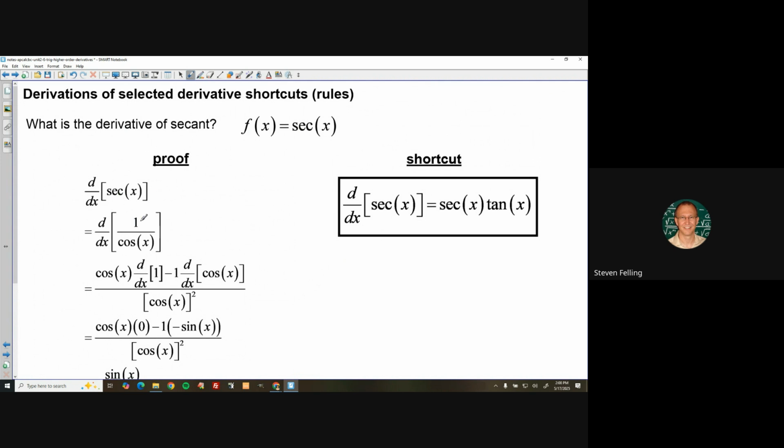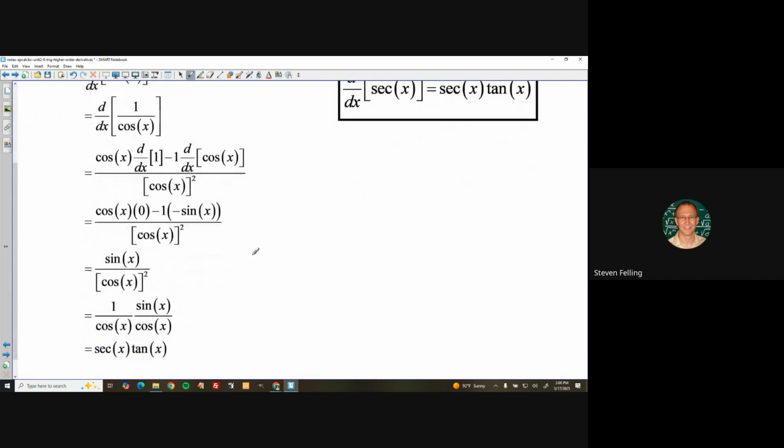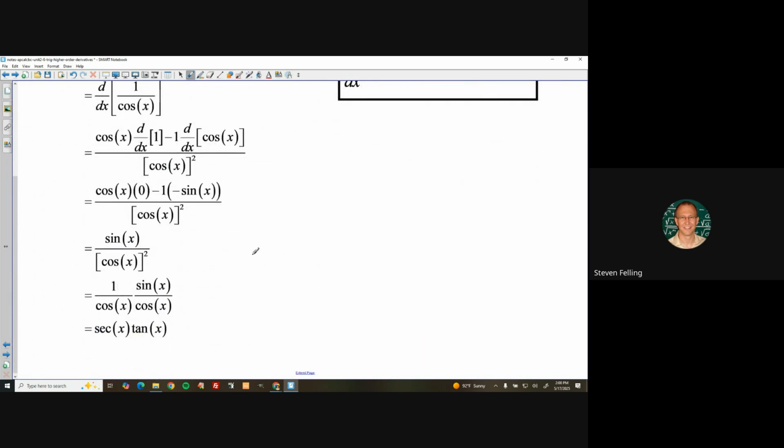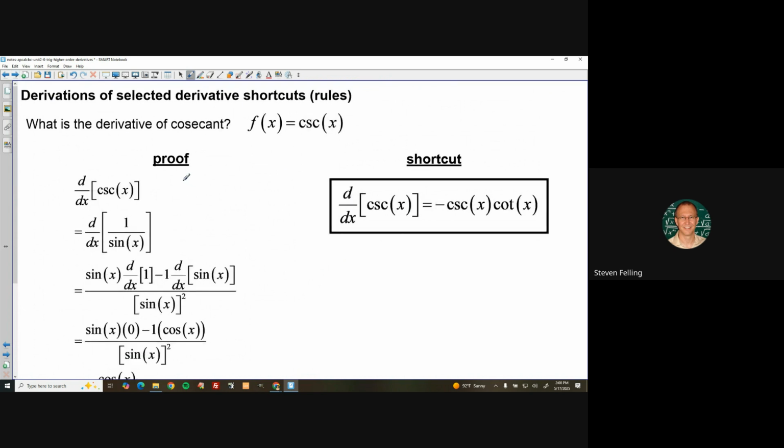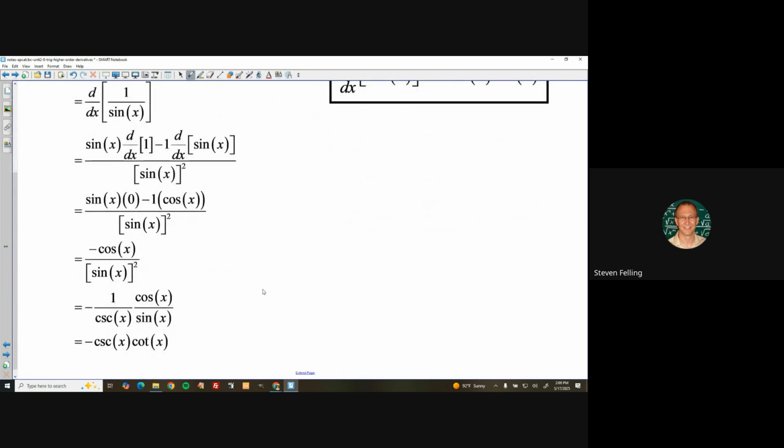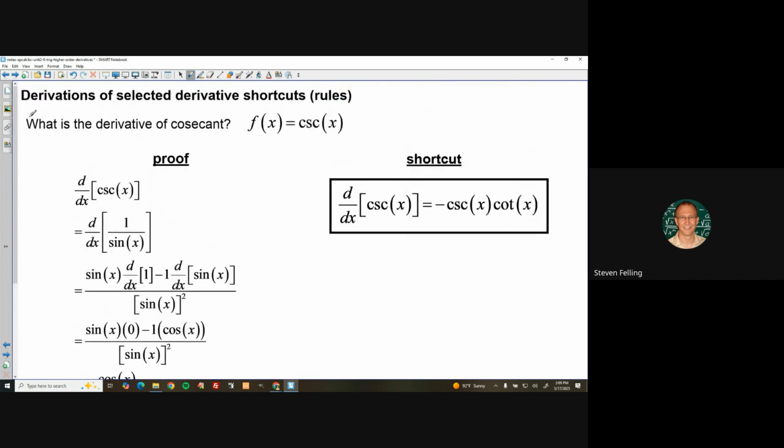Since secant can be replaced with 1 over cosine, again, we can do quotient rule. And we end up getting that the derivative of secant is secant times tangent. Similarly, for cosecant, here's the proof of that derivative. It turns out that the derivative of cosecant is negative cosecant times cotangent of x.